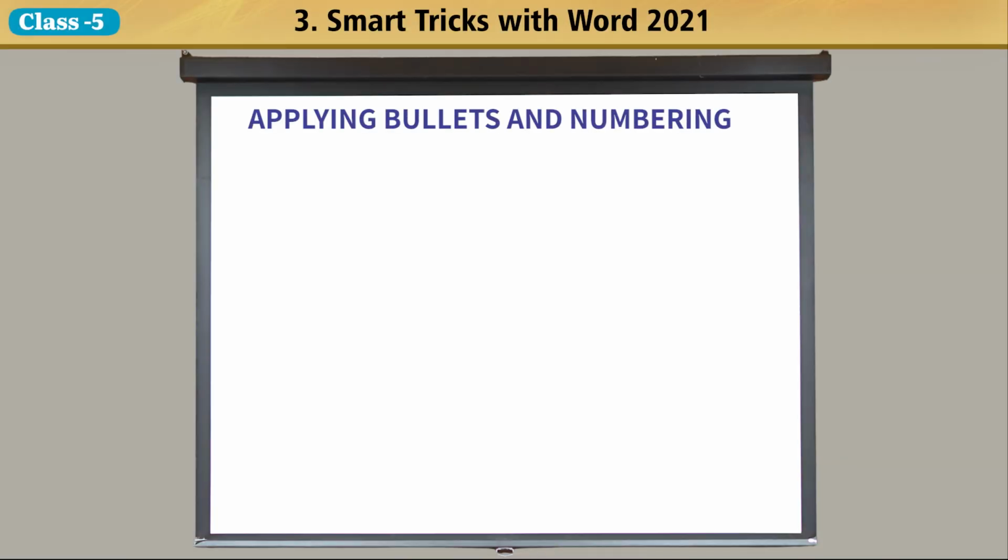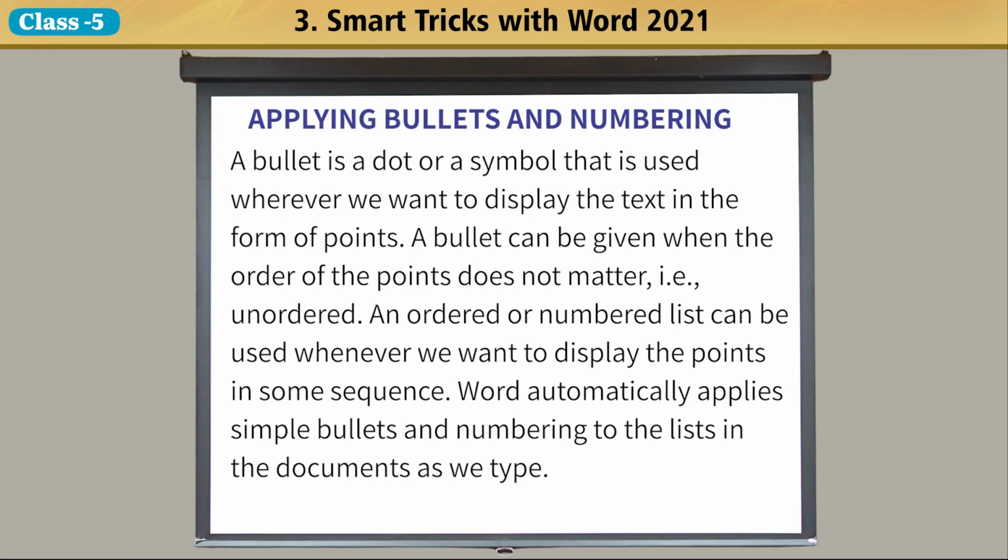Applying bullets and numbering. A bullet is a dot or a symbol that is used wherever we want to display the text in the form of points. A bullet can be given when the order of the points does not matter, i.e., unordered. An ordered or numbered list can be used whenever we want to display the points in some sequence. Word automatically applies simple bullets and numbering to the lists in the documents as we type.